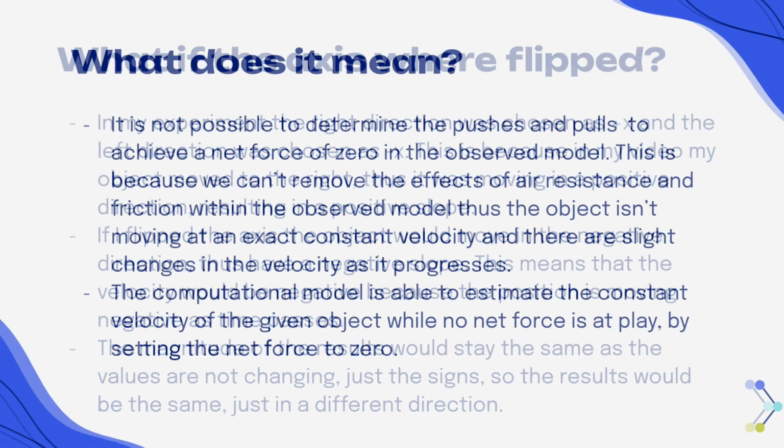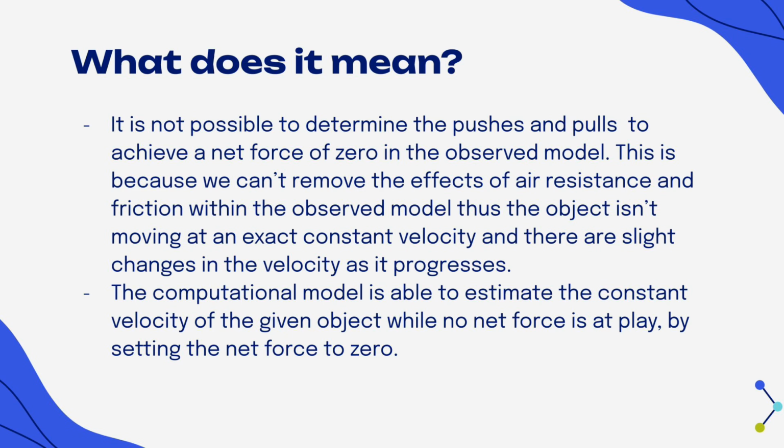And it means that it's not possible to determine the pushes and pulls to achieve a net force of 0 in the observed model. This is because we can't remove the effects of air resistance and friction within the observed model, so it isn't moving at an exact constant velocity and there are slight changes. But the computational model is able to estimate the constant velocity of the given object while no net force is at play by setting the net force to 0, which you can see in the graph.